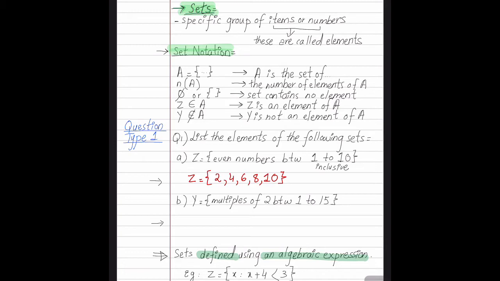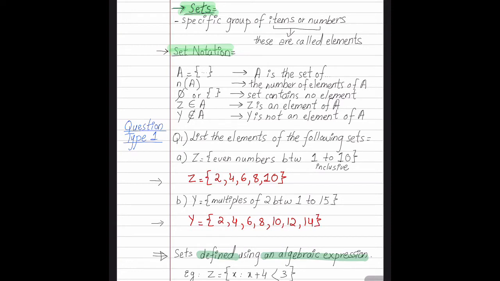Moving on, what's the B part? So the set Y contains elements which are the multiples of 2 between 1 to 15. Okay, so Y contains multiples of 2. Okay, so 2, 4, 6, 8, 10, 12 and 14. Perfect. Awesome, that wasn't hard, right?